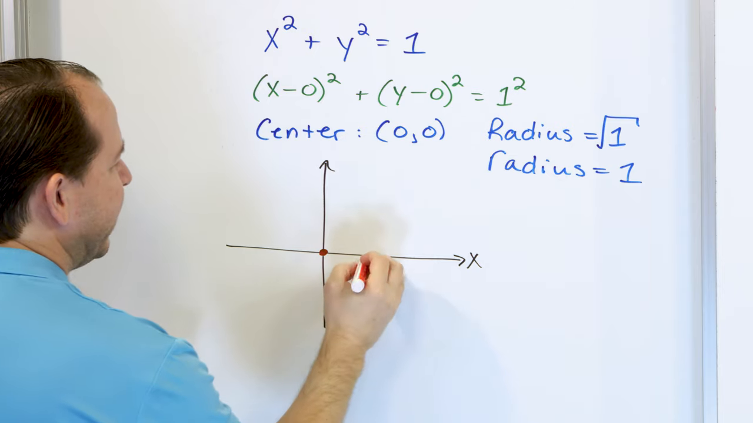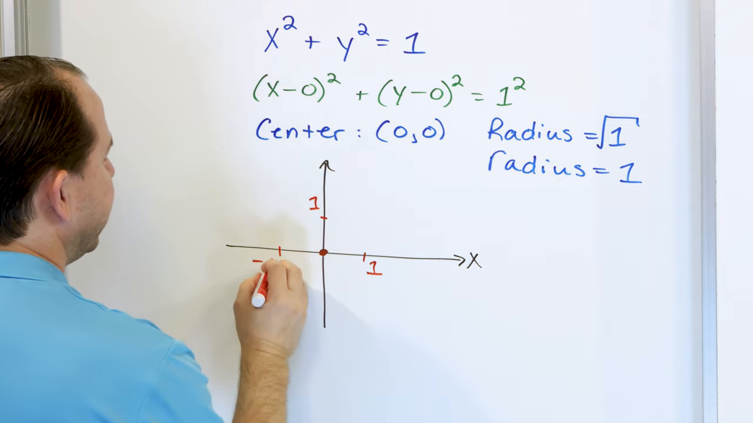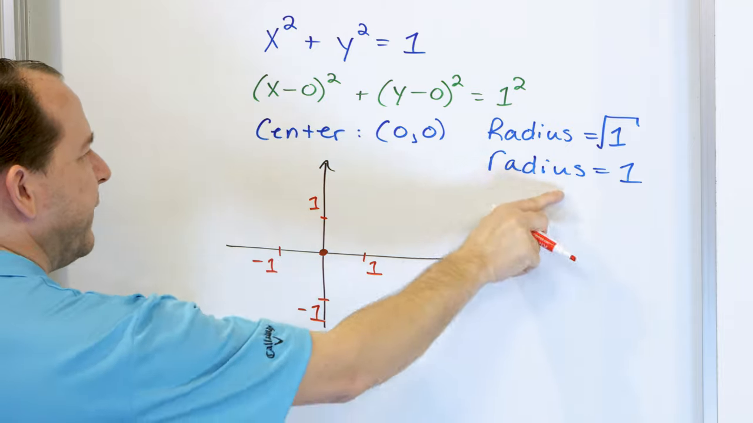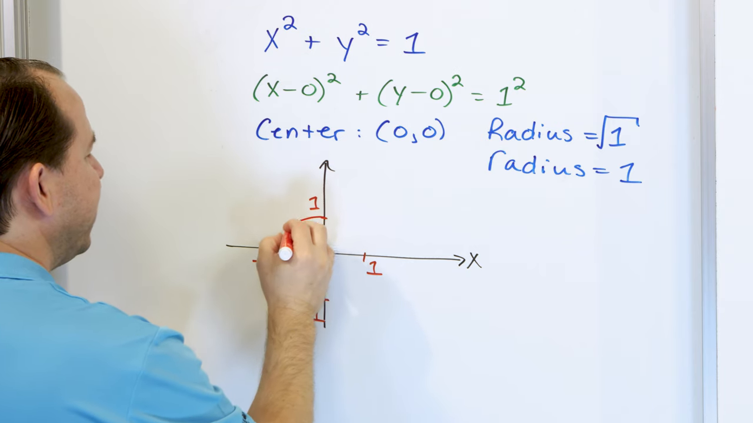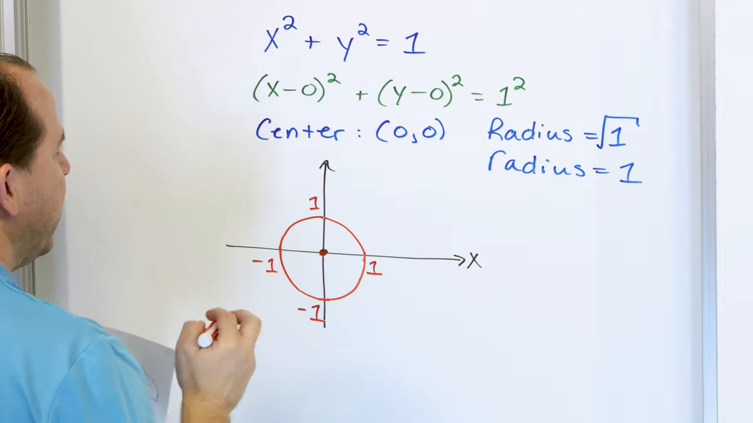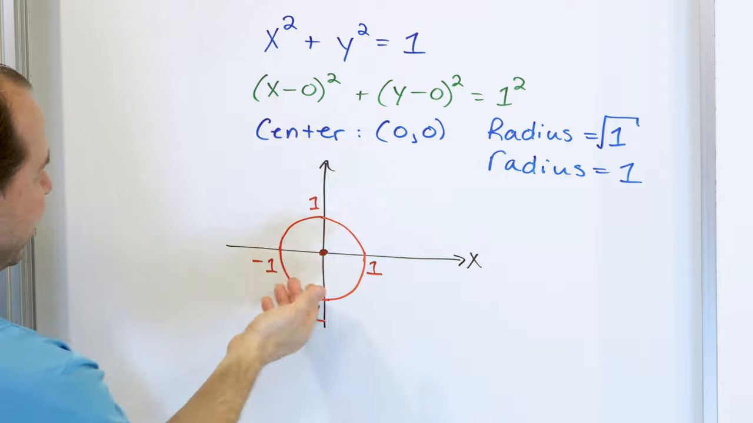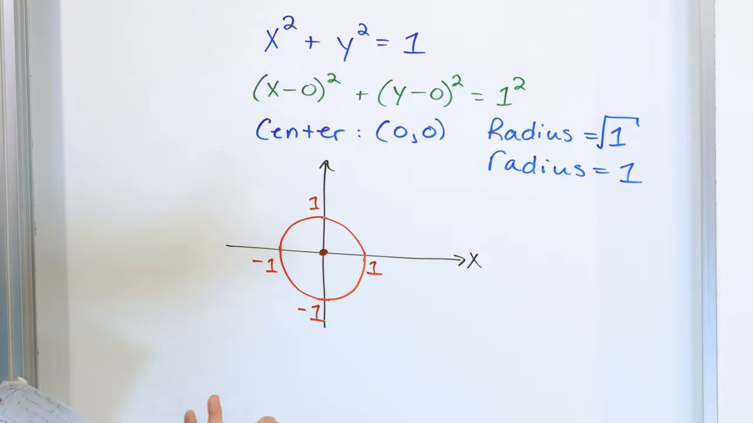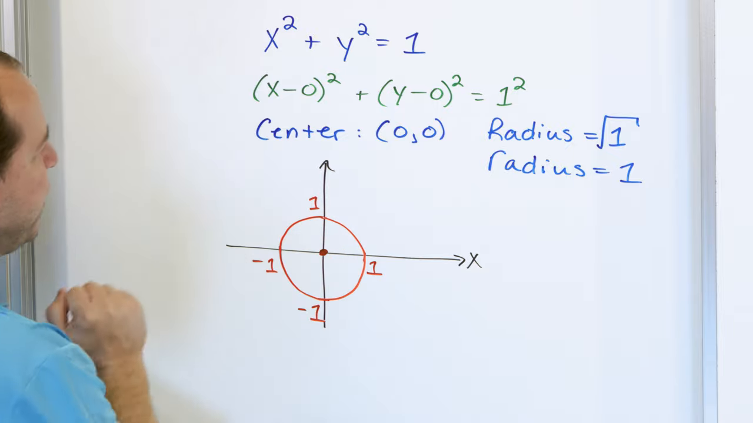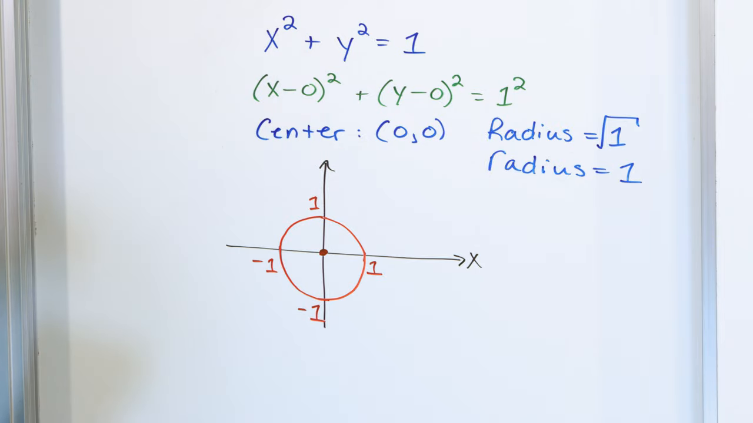So the way to sketch it is, if this is 1, and this is 1, and this is negative 1, and this is negative 1, then the circle must go through all these points because the radius is 1. So I'm going to go down through here, up through here, and up through here. Is that a perfect circle? No. You can tell it's lopsided the way I've drawn it because I didn't do my tick marks perfectly, but you get the idea when you sketch it. You're saying one unit away, one unit away, one unit away, one unit away. The center is read directly out, the radius is read by taking the square root of the right-hand side.